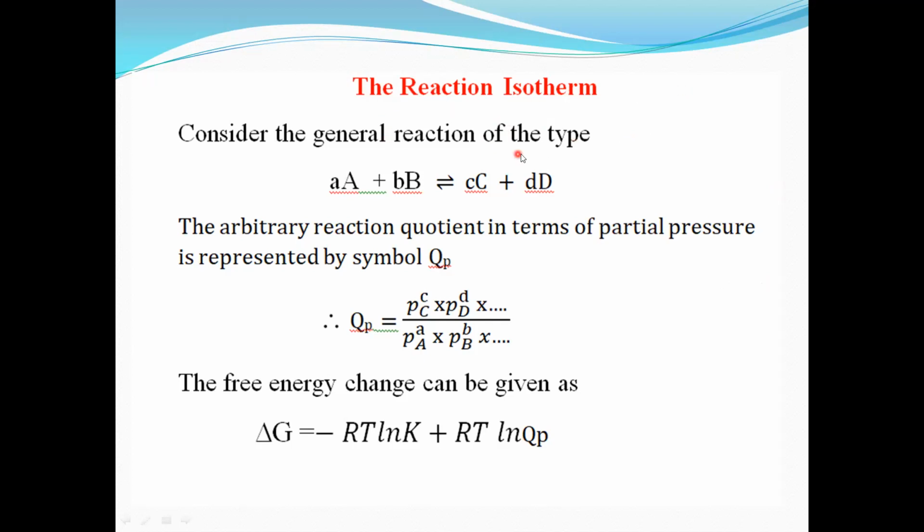The reaction isotherm. For this we have considered the general reversible reaction of the type aA + bB reversibly gives cC + dD. As yesterday we have seen, the partial concentration or active mass is denoted in square brackets.